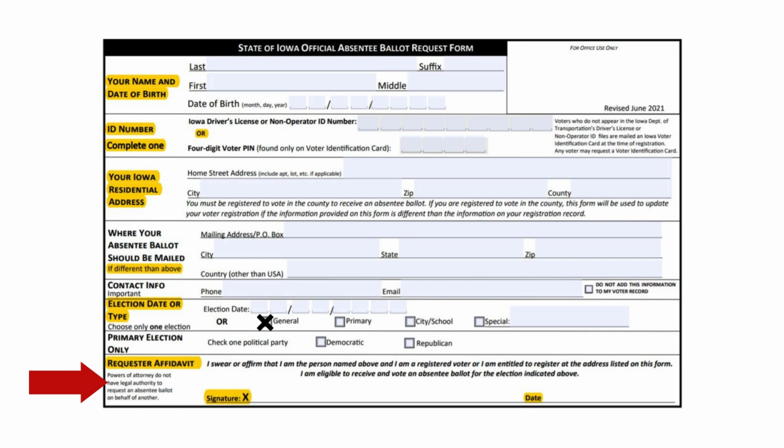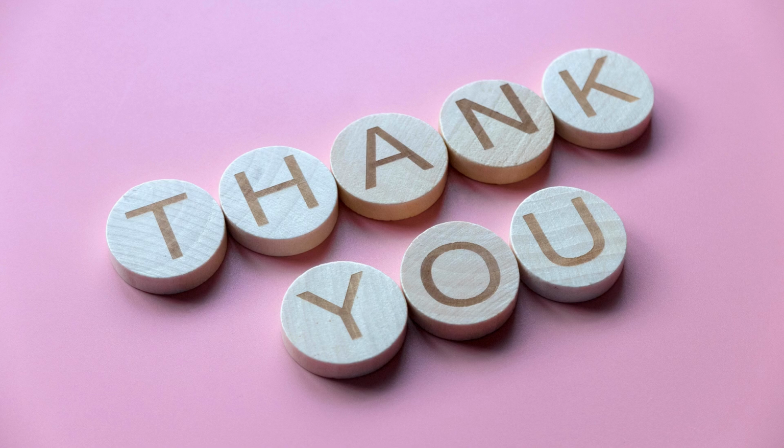As a poll worker, you should do your best to instruct voters how to correctly fill out the form, assist them if they have questions, and look over their forms to ensure that there are no mistakes. Please do your best to look over the absentee ballot request forms as you're working early voting.